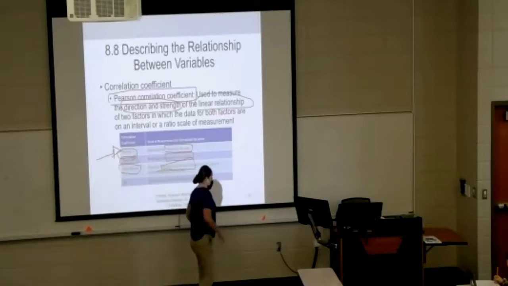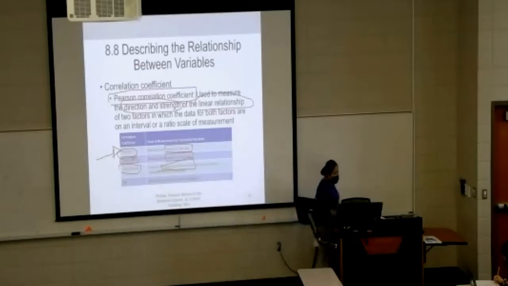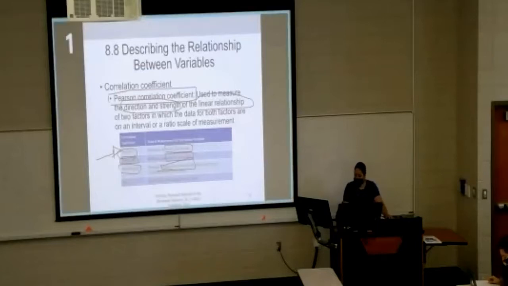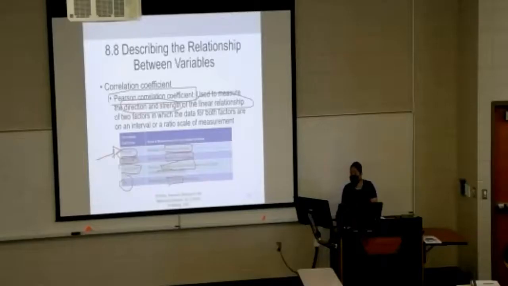In that regard, when we're using that type of data, it's more important to use this specific correlational coefficient. Now, we can also make use of a correlational statistic where both factors are dichotomous. So any questions so far?